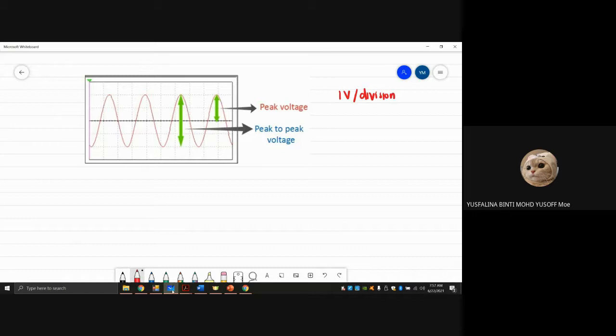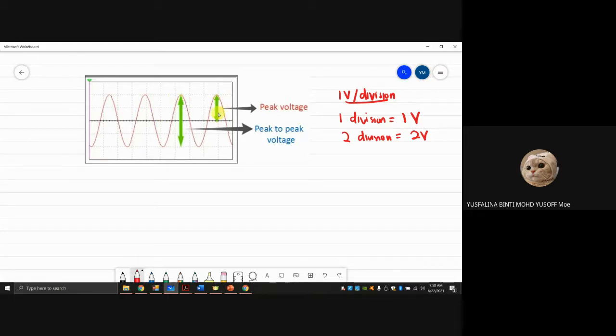Can I ask you how many divisions for the peak voltage here? 2, right? I already told you that 1 division is equal to 1 volt, and you answered that this is 2 divisions. So if 1 division equals 1 volt, then 2 divisions equal how many volts? 2 volts. That's the answer. That's how you calculate the peak voltage.